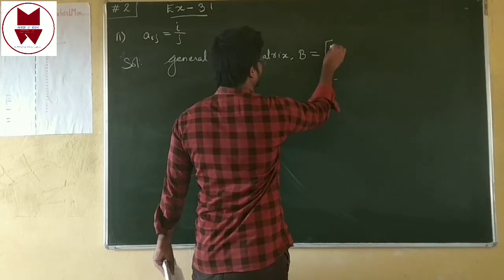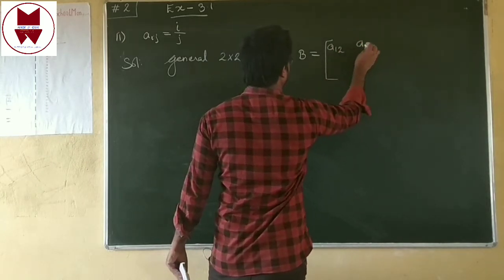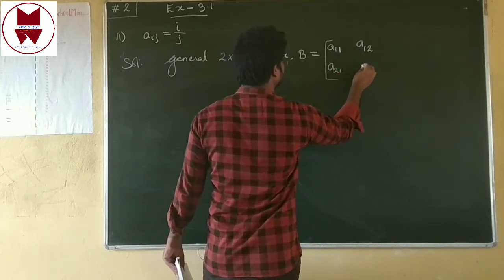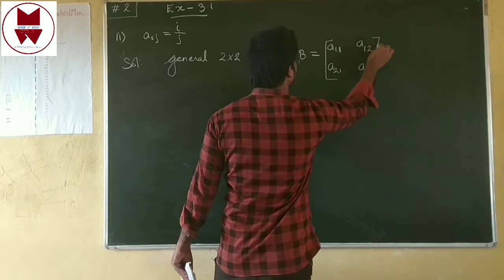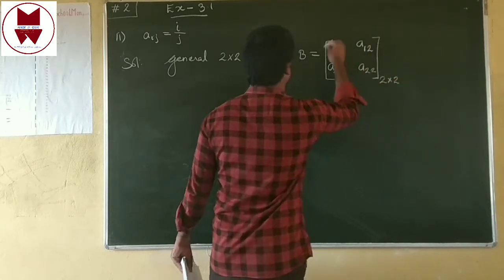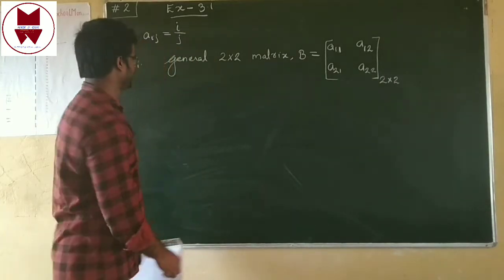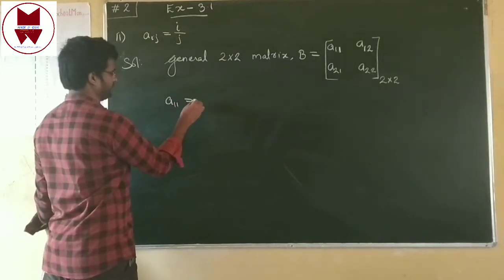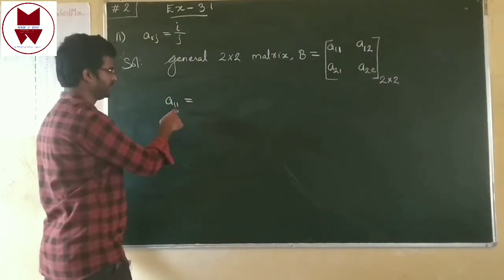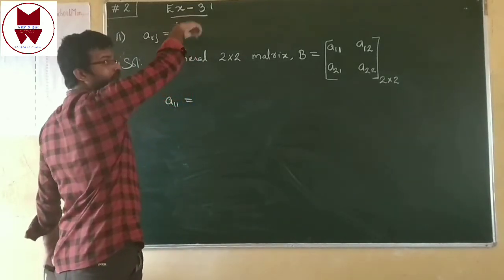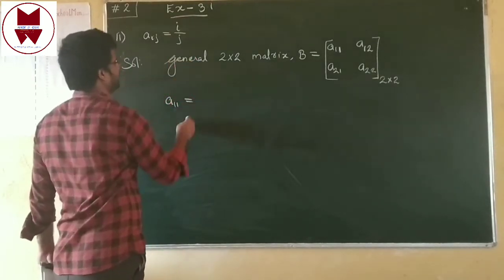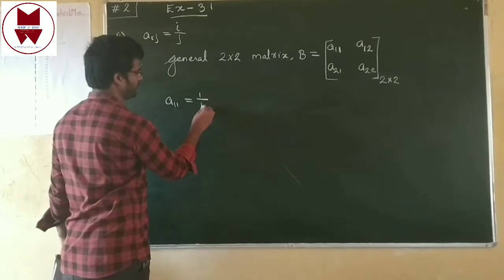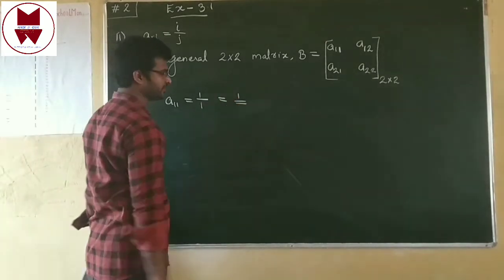That is A11, A12, A21, A22. 2 by 2 matrix. The general form is always a 2 by 2 matrix. Then we can find each and every element. First A11 equals, here I means 1, J also 1. These values go into the given equation, that is I divided by J. I means 1, so 1 divided by J. J means the second number, that is also 1. 1 divided by 1, the answer is 1.